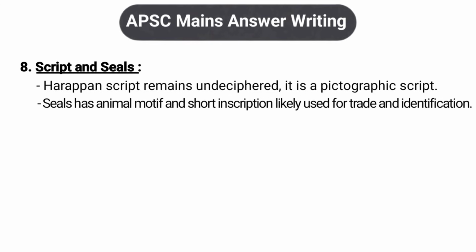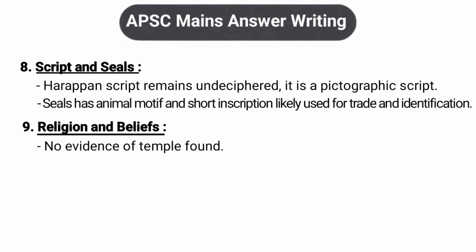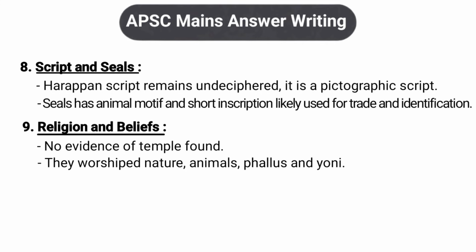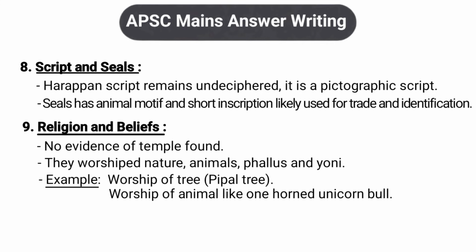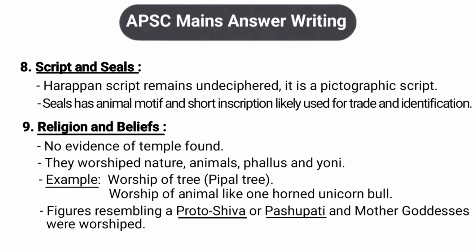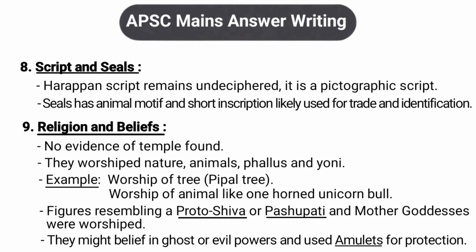Next heading, religion and beliefs. Write, no evidence of temples found. They worshipped nature, animals, phallus, and yoni. Example, worship of trees. Worship of animals like the one-horned unicorn bull. Figures resembling a proto-Shiva or Pashupati and mother goddesses were worshipped. They might have believed in ghosts or evil powers and used amulets for protection.